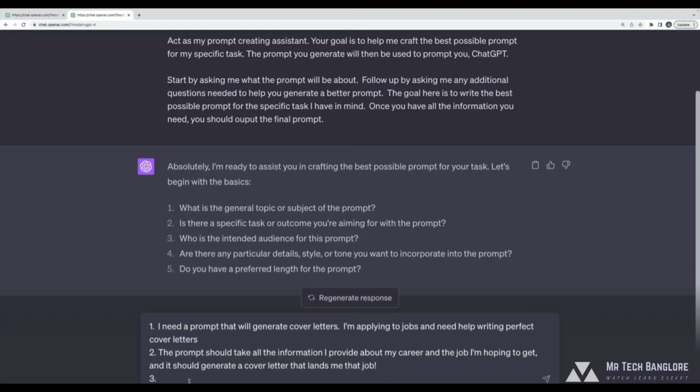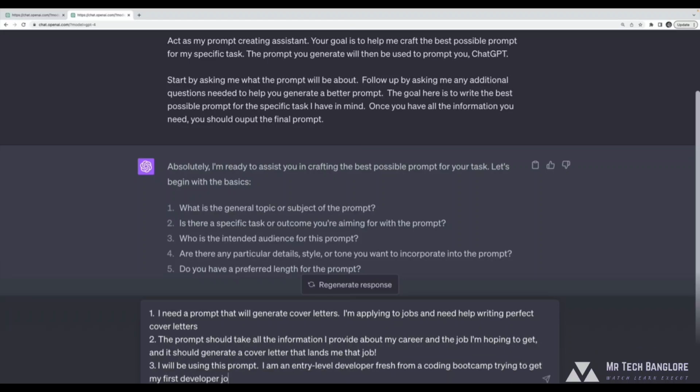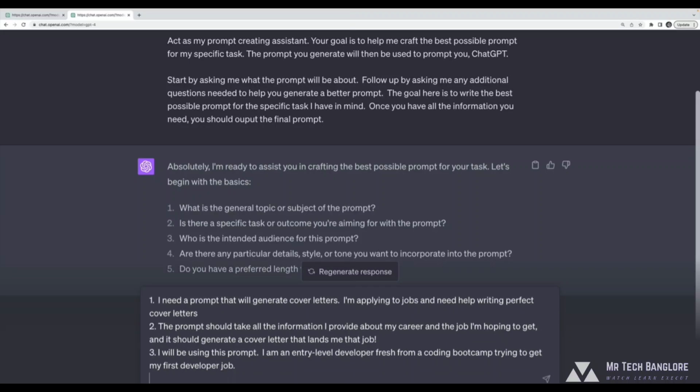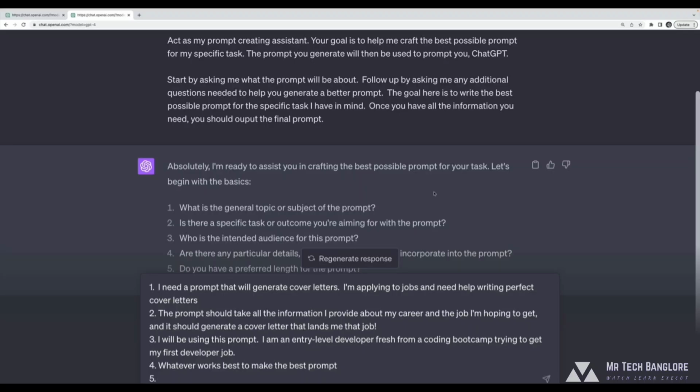Who is the intended audience for this prompt? I will be using this prompt. I am an, let's say, entry-level developer fresh from a coding bootcamp trying to get my first developer job. Okay, is there any particular detail, style, or tone? I'm just going to say whatever works best to make the best prompt. And then finally, do you have a preferred length? I just wrote, I don't care about the length of the prompt, make it as long as needed.